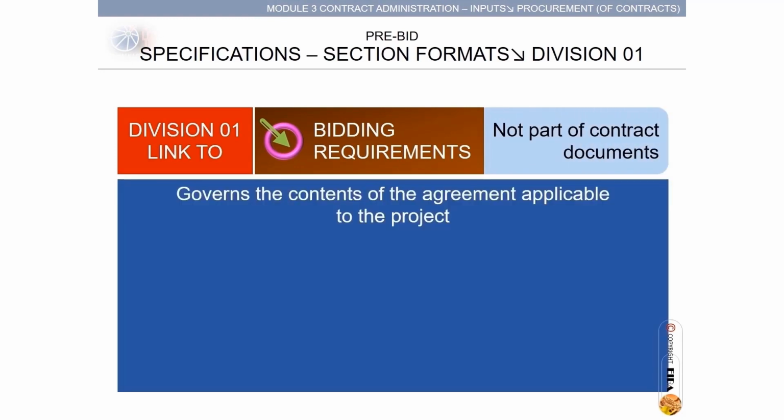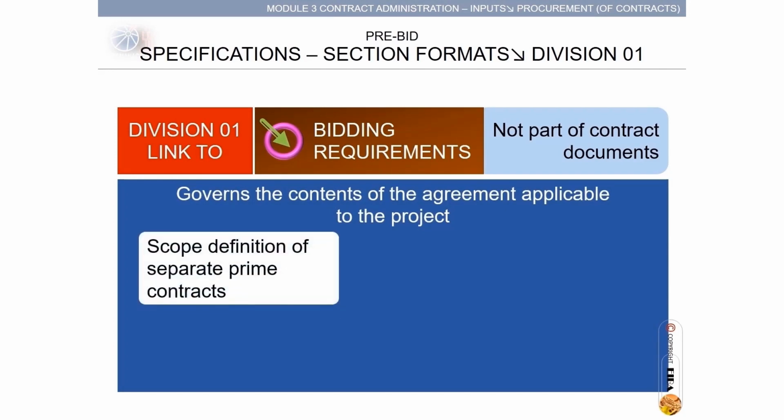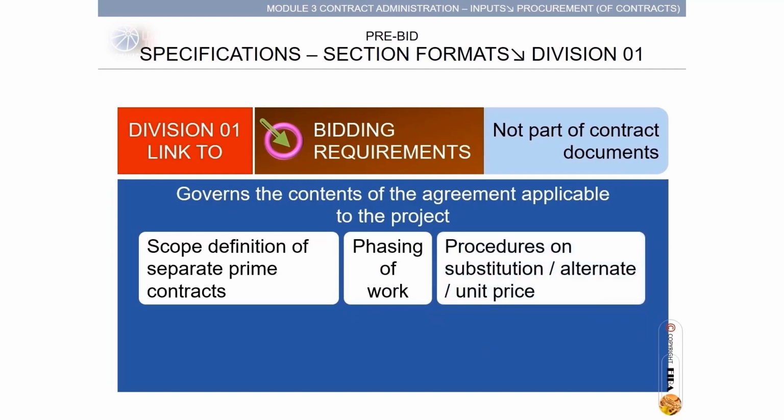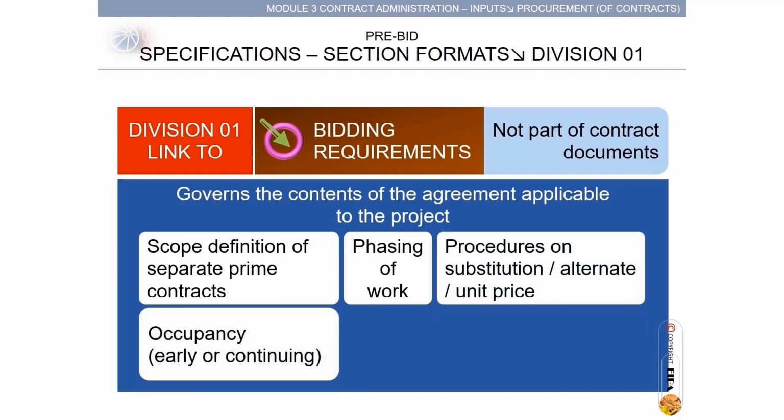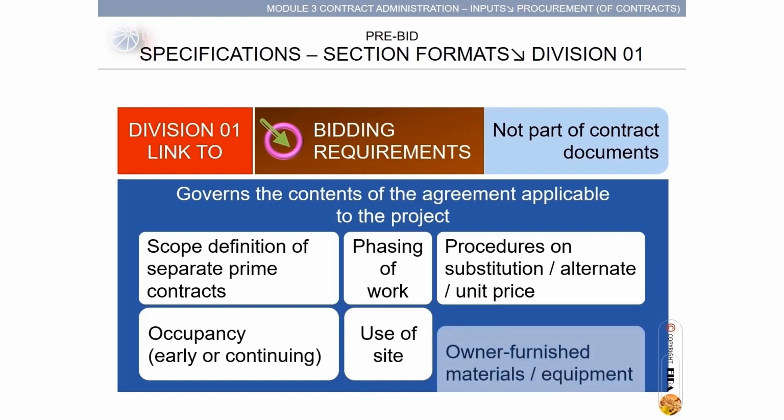This governs the contents of the agreement applicable to the project. Scope definition of separate prime contracts is necessary to clarify limits of scope and prevent conflicts. Phasing of work organizes the activities. Procedures on substitution, alternate or unit price. Occupancy, early or continuing, partial acceptance on early occupancy, or working in occupied spaces. Use of site, where a portion of the site is not part of the project or an area of the site can be used temporarily. Owner-furnished material or equipment.